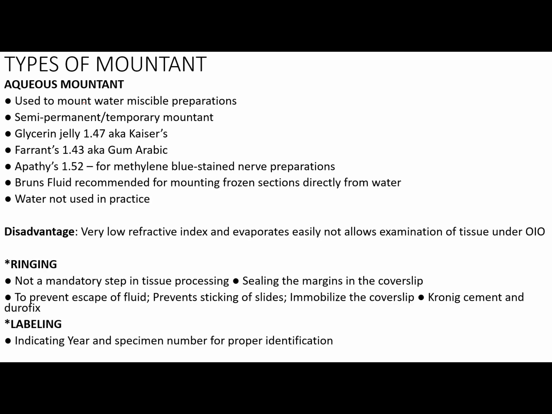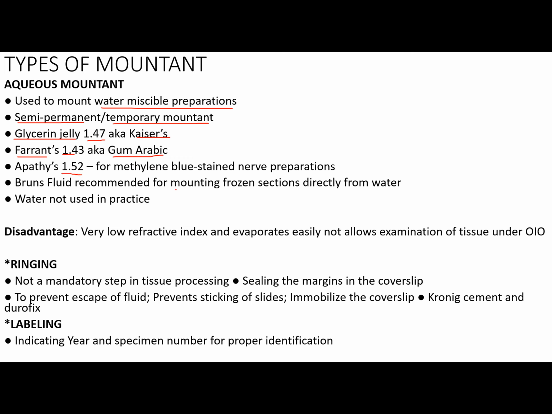Another type of mountant is the aqueous mountant, used to mount water miscible preparations, a semi-permanent and temporary mountant. Examples are your glycerin jelly, also known as Kaiser's, which has a refractive index of 1.47; Farrants, also known as gum arabic, refractive index of 1.43; and Apathy's for methylene blue stained nerve preparations, which has a refractive index of 1.52.